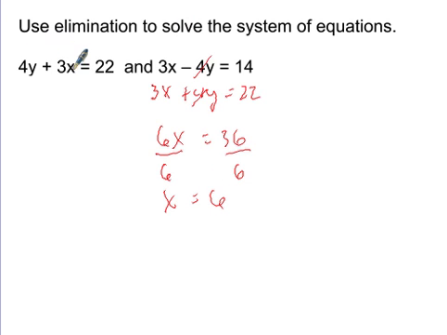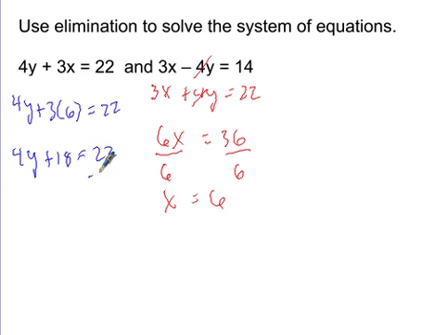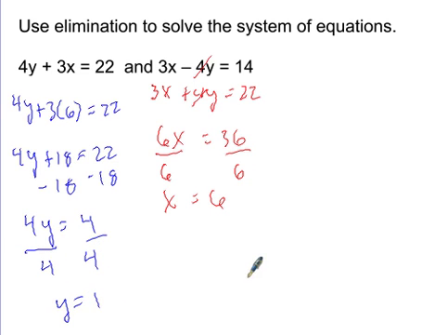I can substitute 6 into this equation. 4y plus 3 times 6 equals 22. So that would be 4y plus 18 equals 22. 4y equals 4. So y equals 1.